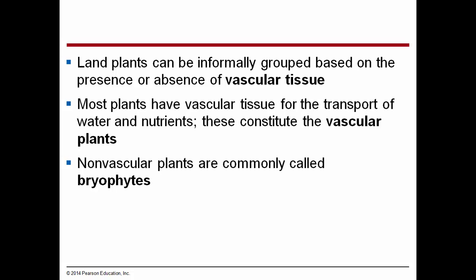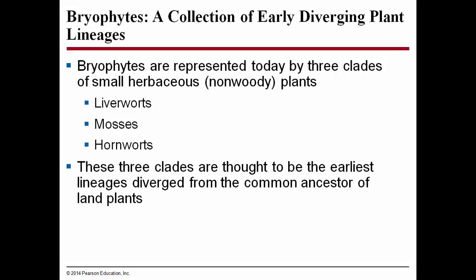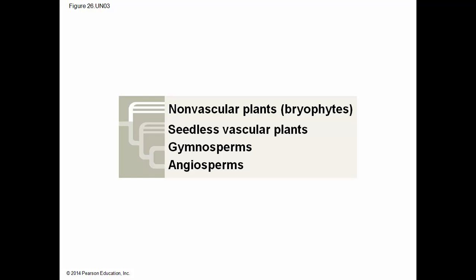That's the liverworts, mosses, and hornworts. Bryophytes are a collection of early diverging plant lineages. Bryophytes are represented today by 3 clades of small herbaceous, non-woody plants. They include the liverworts, mosses, and hornworts. These three clades are thought to be the earliest lineages diverged from the common ancestor of land plants.